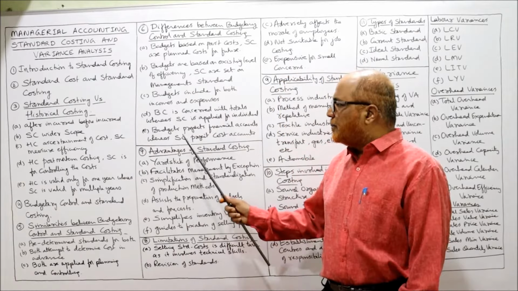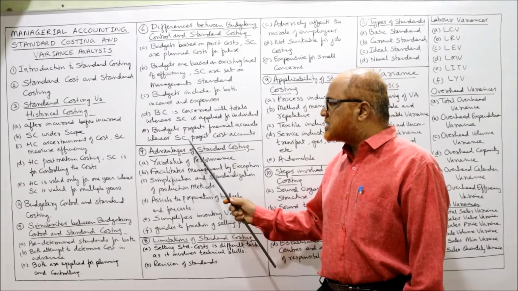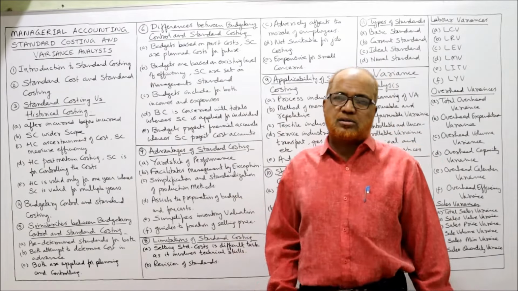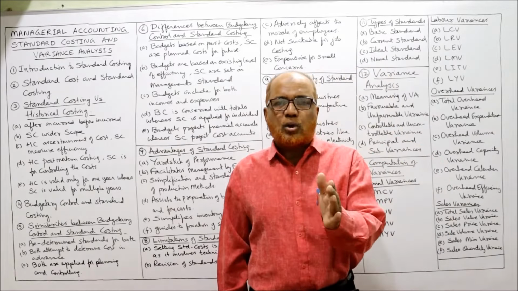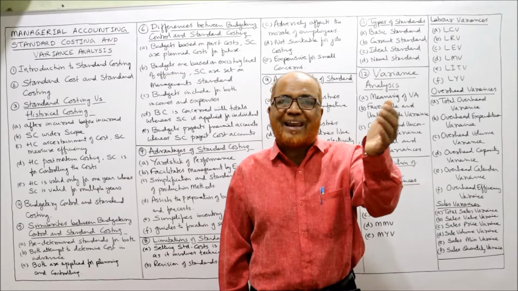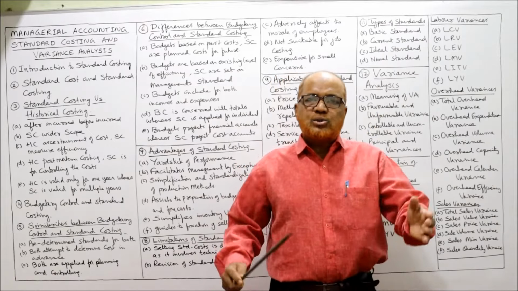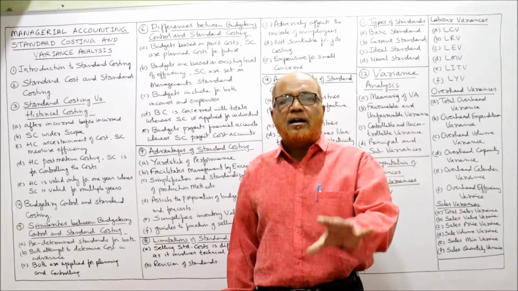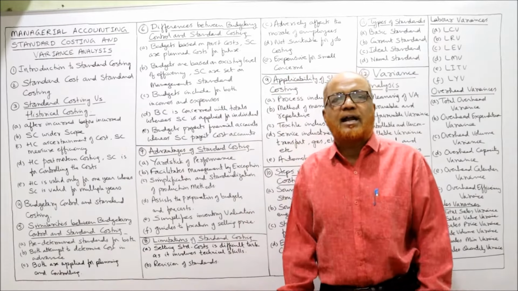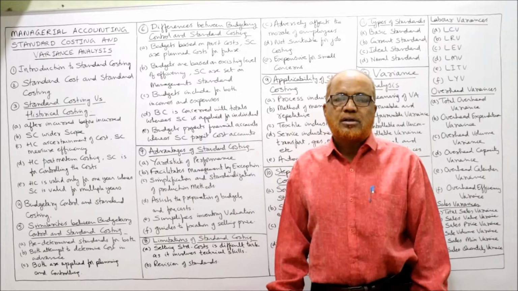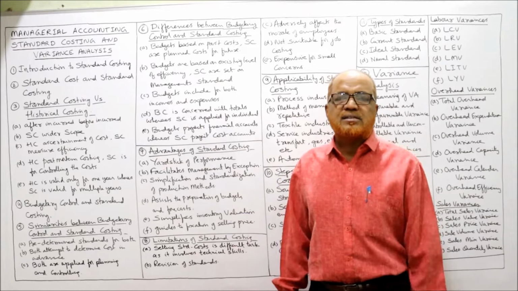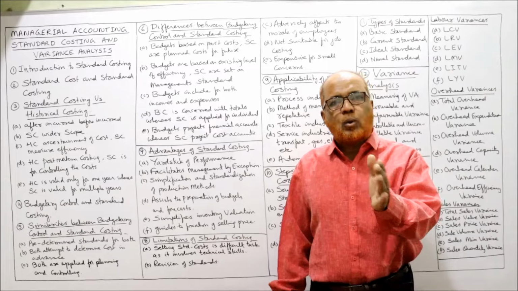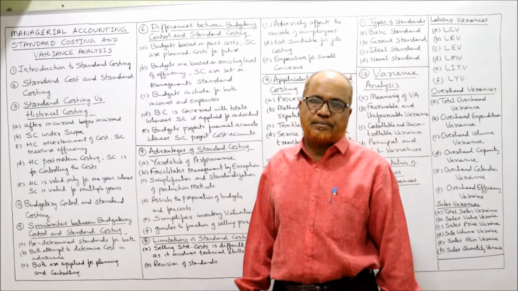That is the difference. Budgets project financial accounts, whereas standard cost projects cost accounts. Normally, budgetary control will be applied using the financial data. By using financial information, budgets are prepared, whereas standard costs are prepared according to the data of cost accounts. So these are some of the differences between budgetary control and standard costing.